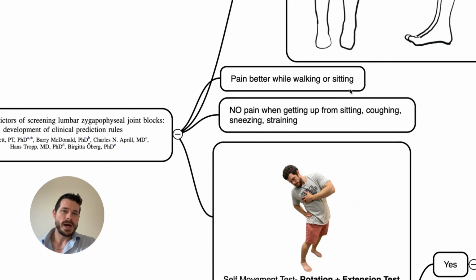Pain, if you have an L4, L5 joint problem in the lower back, is often better while walking or sitting. Not that that's super helpful, but this is helpful. There is no pain when getting up from sitting. We'll talk about this in a moment to compare and contrast some things. Coughing, sneezing, and straining does not cause an issue. Coughing and sneezing and straining does cause an issue in most cases of disc problems. There is no transitional pain though.